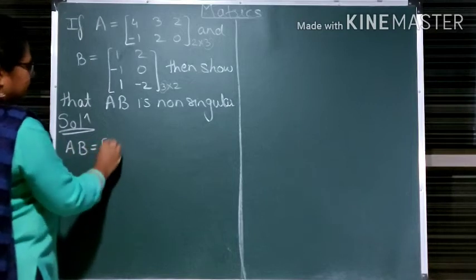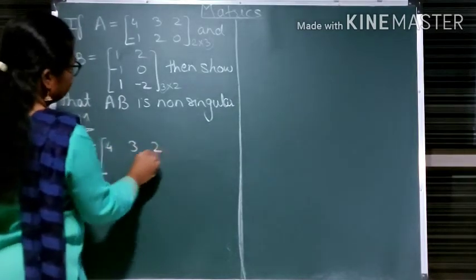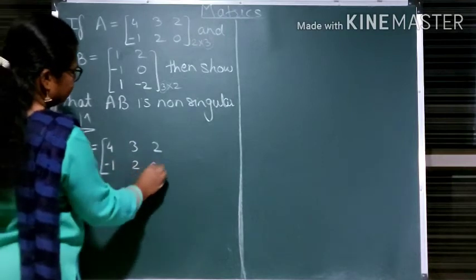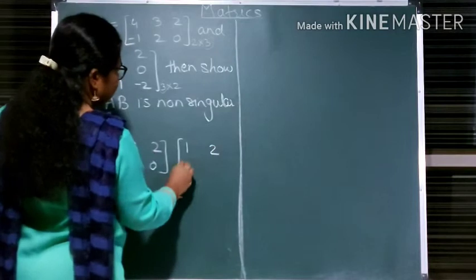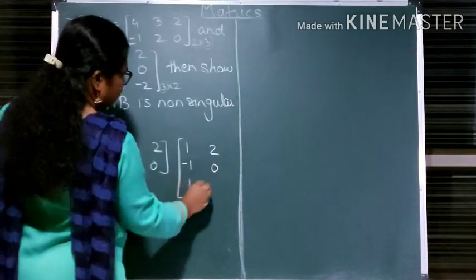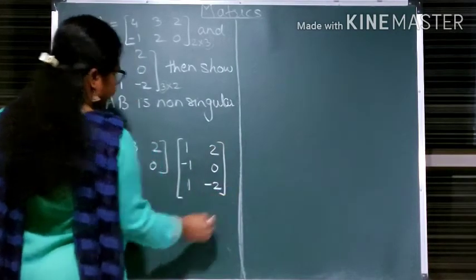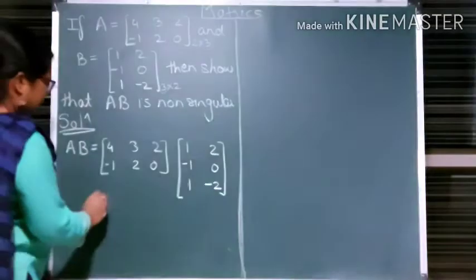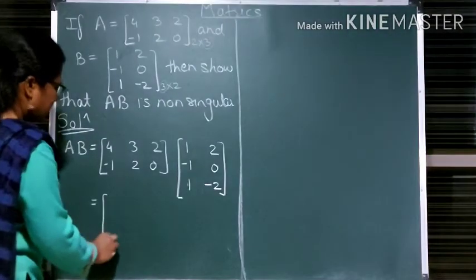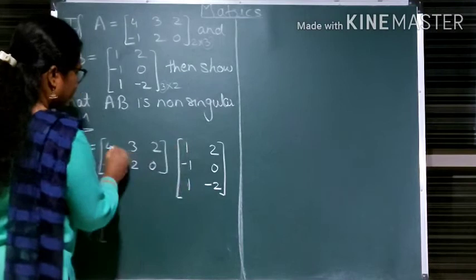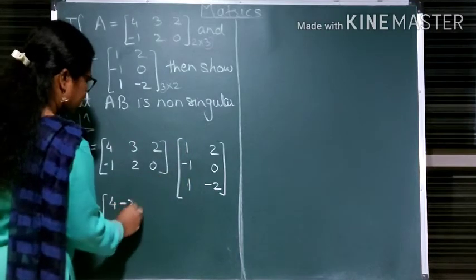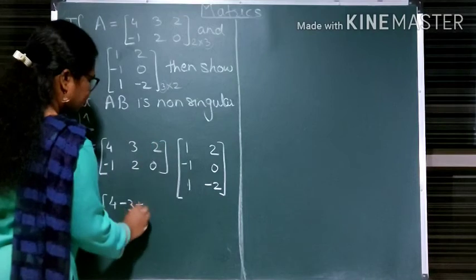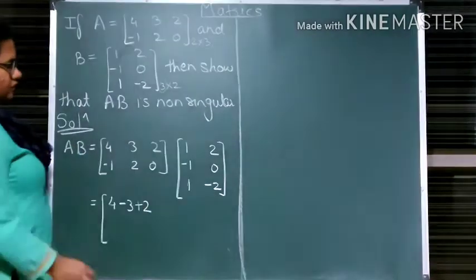So take matrix A: 4, 3, 2, minus 1, 2, 0 into 1, 2, minus 1, 0, 1, minus 2. Yes, now we will start the multiplication. First row, first column, 4 into 1 is 4, 3 into minus 1 is minus 3 and 2 into 1 is 2. So first row with first column over.